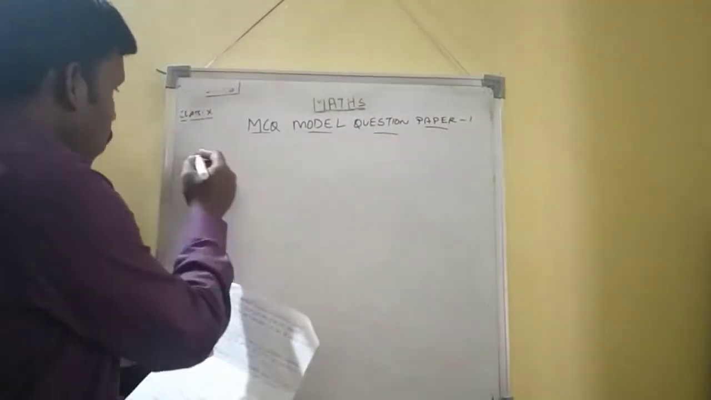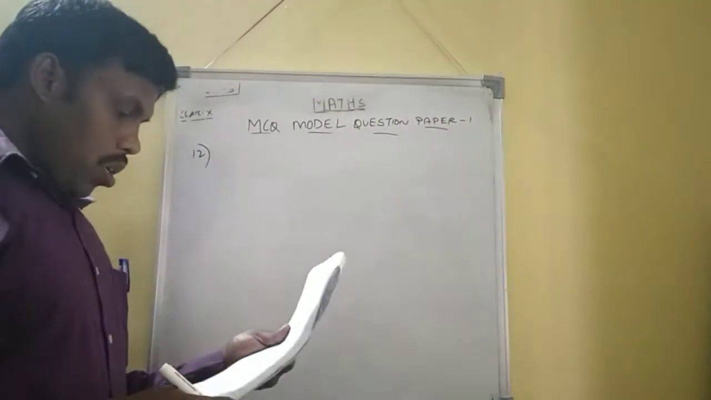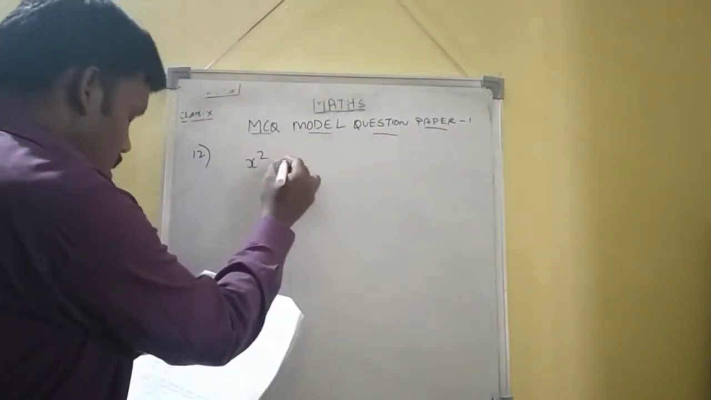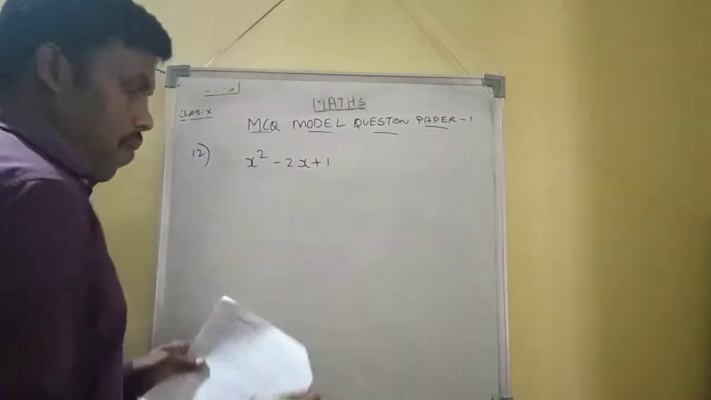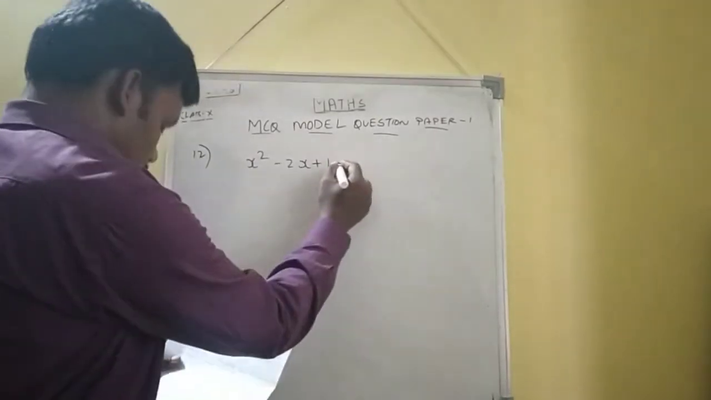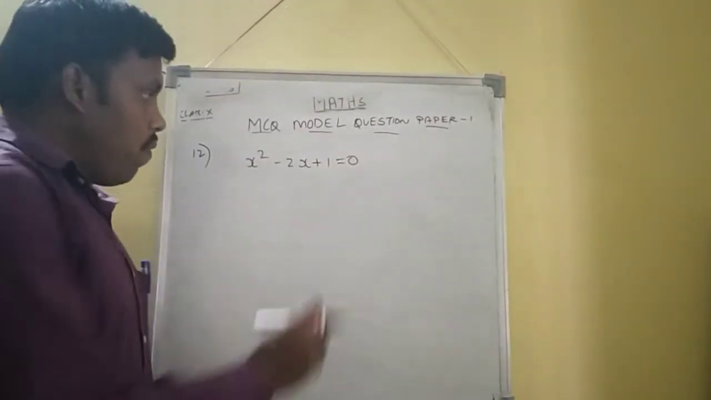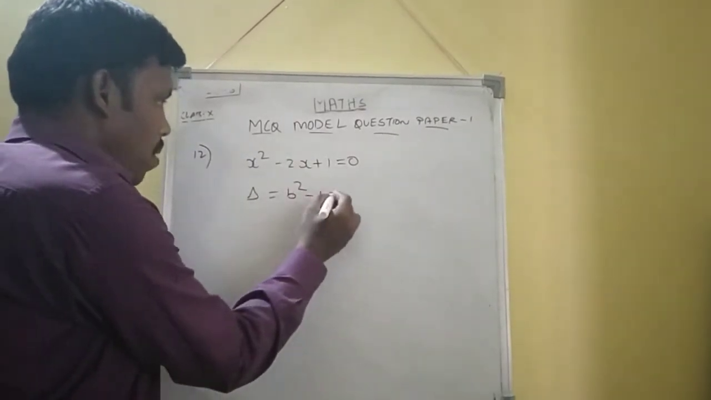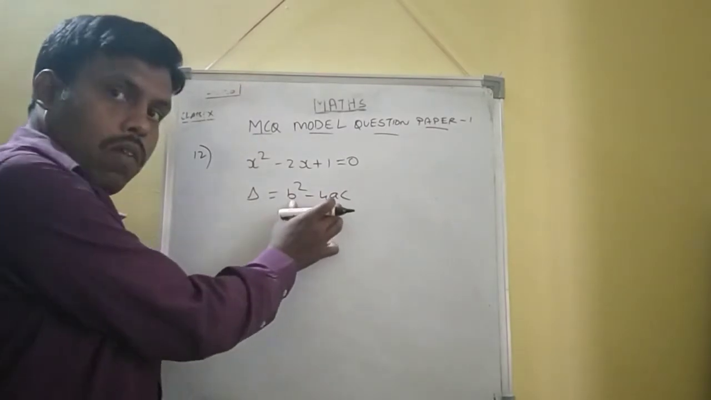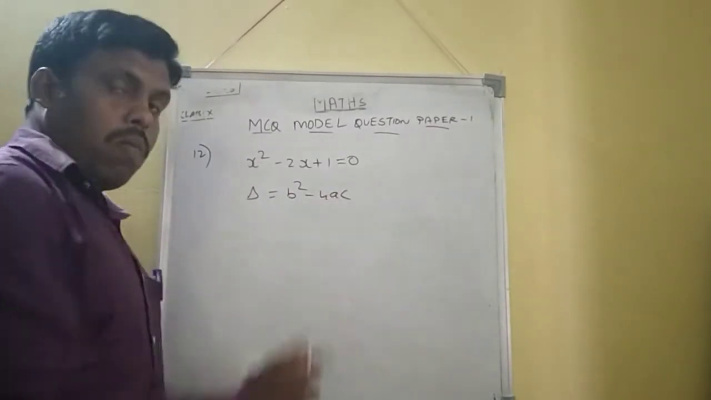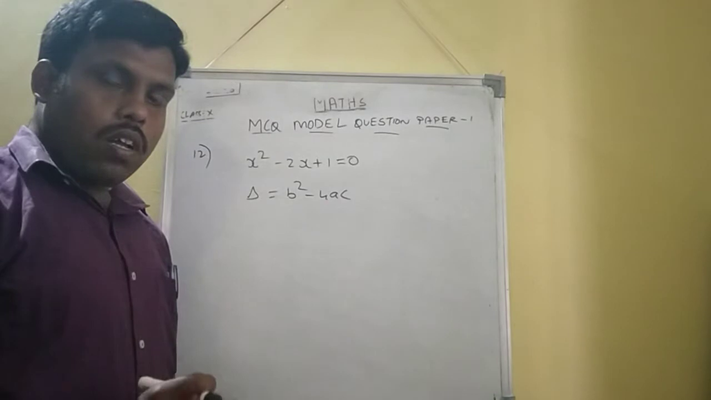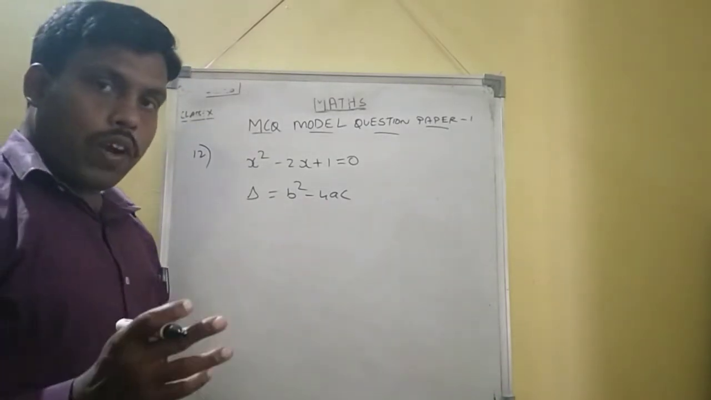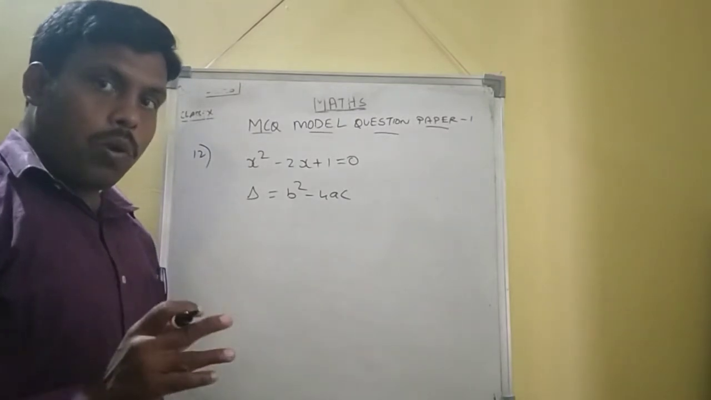12th question is the nature of roots of the quadratic equation. Nature, discriminant, delta. What type of roots will we get for this quadratic equation? We know the discriminant is b square minus 4ac. If you get this value as a positive number, then the roots are real and distinct, which means roots exist. There will be two different roots.